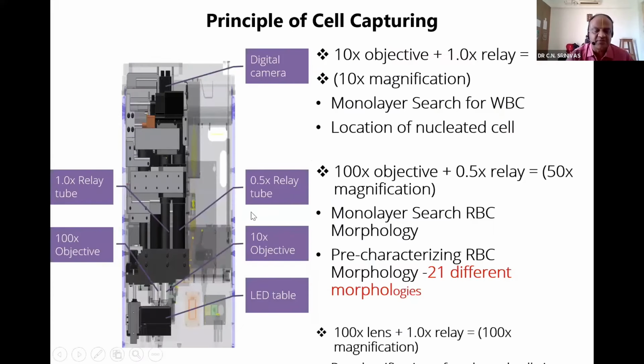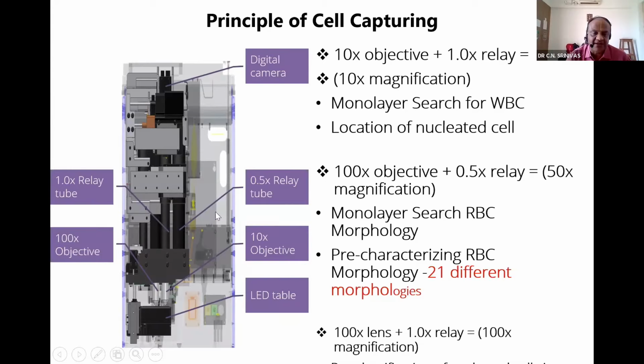So this is the main small principle which I have for you. There's a small digital camera which has been accessed here via the sagittal section of the machine itself. The digital camera has these relay tubes which you can see here.